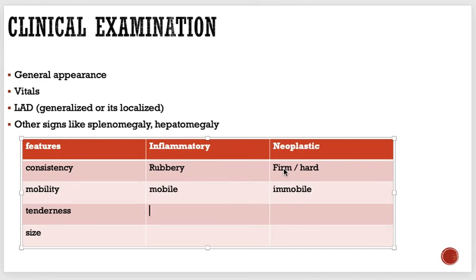They affect the surrounding structures. Okay, they are tender. They are non-tender. They are mostly less than 2 centimeter in size, and they are mostly more than 2 centimeter in size.